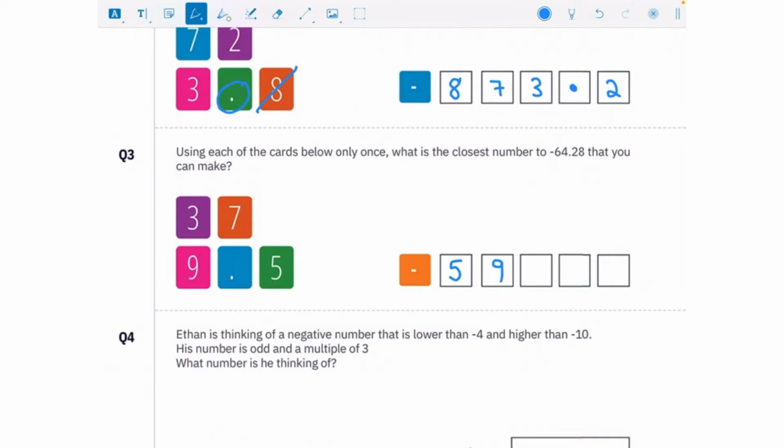59 point... And then again, we want to make this as big as possible because we're trying to get up to 64.28. So 0.73 is going to be our answer there. We could have gone for 70 something, but because 64 is closer to 60, we want to go down. We could have gone 73. That would have been good, but 73 would have been further away than 59. So well done if you got 59.73.